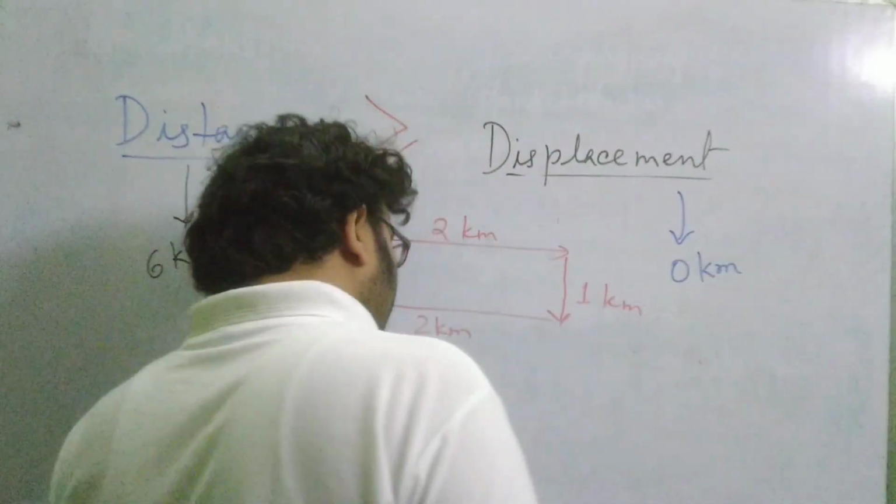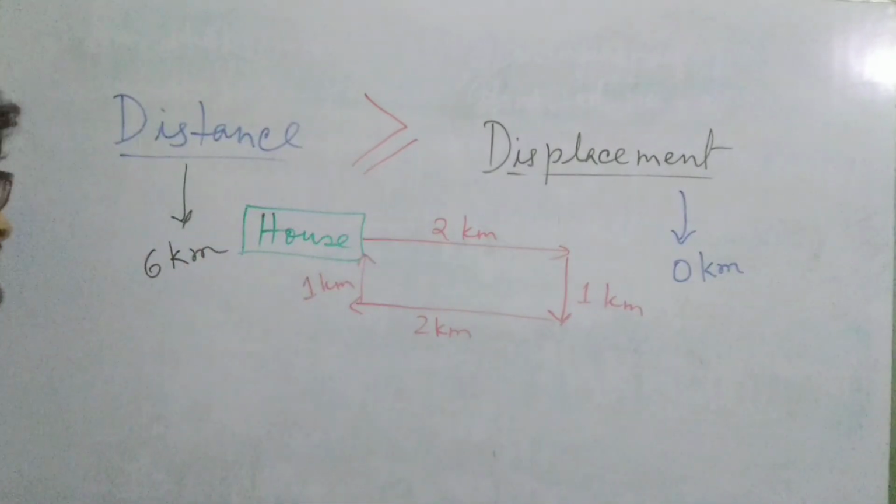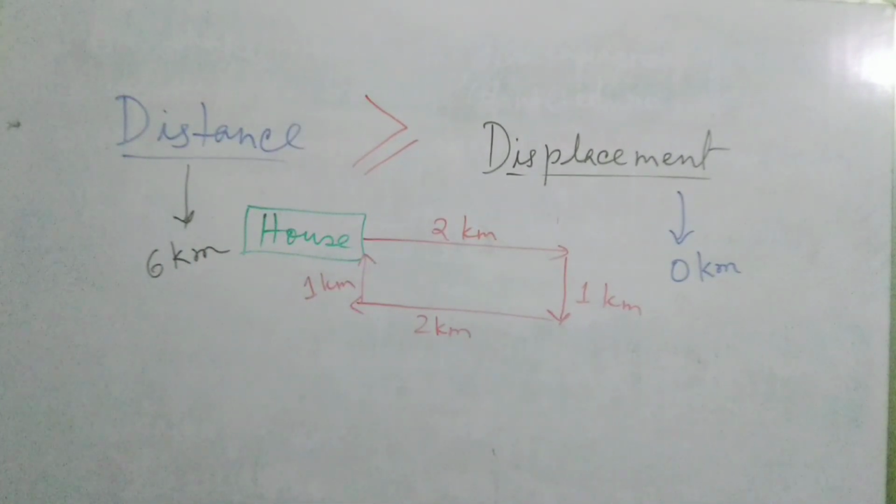So you can see that when you are traveling, there has to be some value of distance, but the displacement can sometimes be 0.